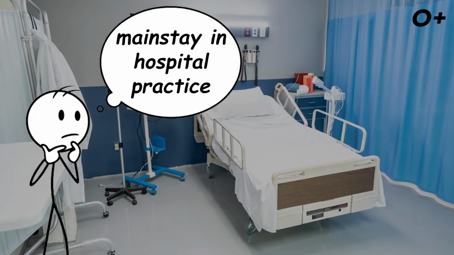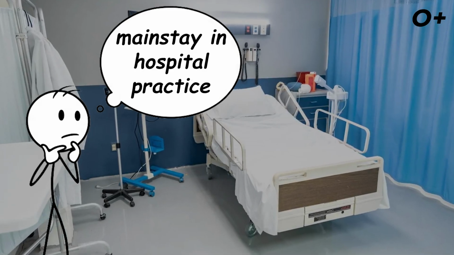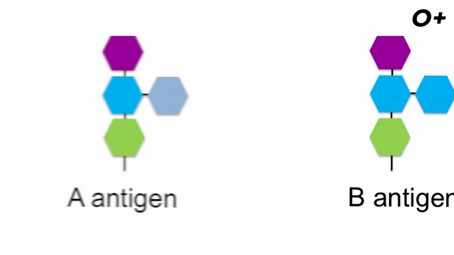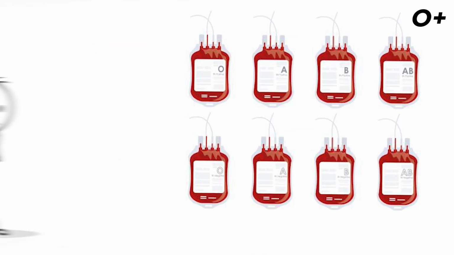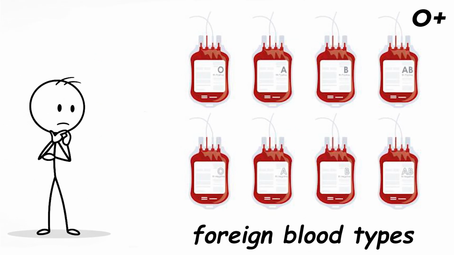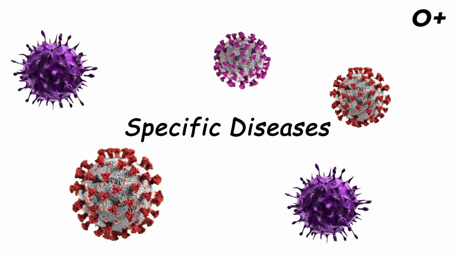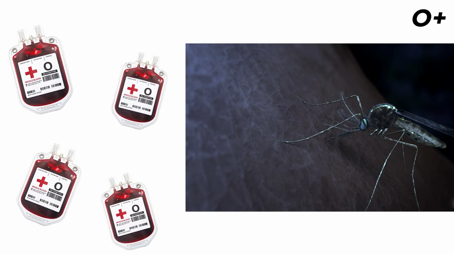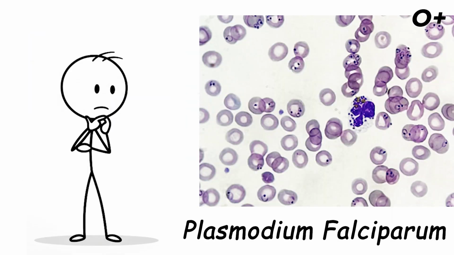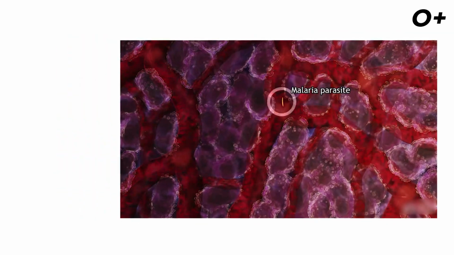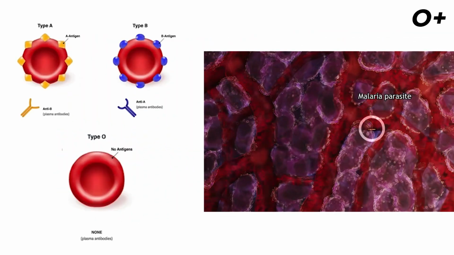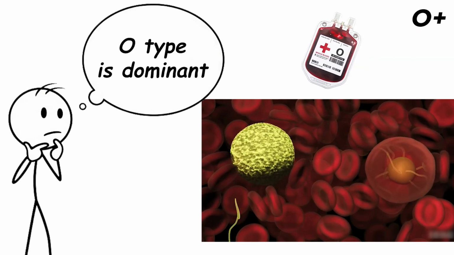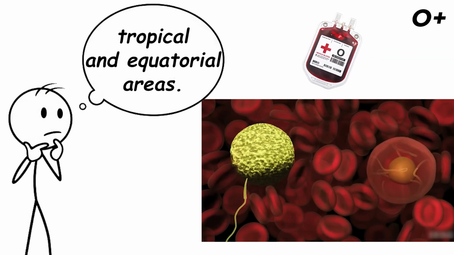Its abundance ensures it remains a mainstay in hospital practice. Biologically, O-positive individuals present unique traits. Because they lack A and B antigens, there are fewer complications when exposed to foreign blood types and slightly lower susceptibility to specific diseases. In regions plagued by malaria, O blood notably improves survival since Plasmodium falciparum, the malaria parasite, clumps A and B cells more aggressively than O cells. This evolutionary protection reveals why O type is dominant in tropical and equatorial areas.